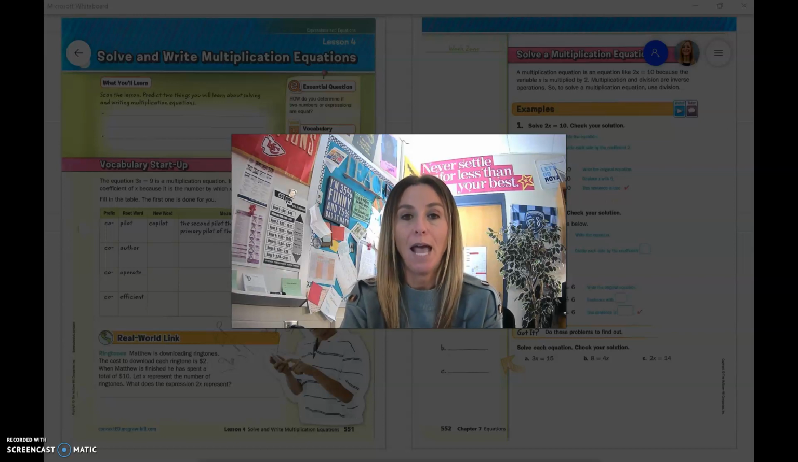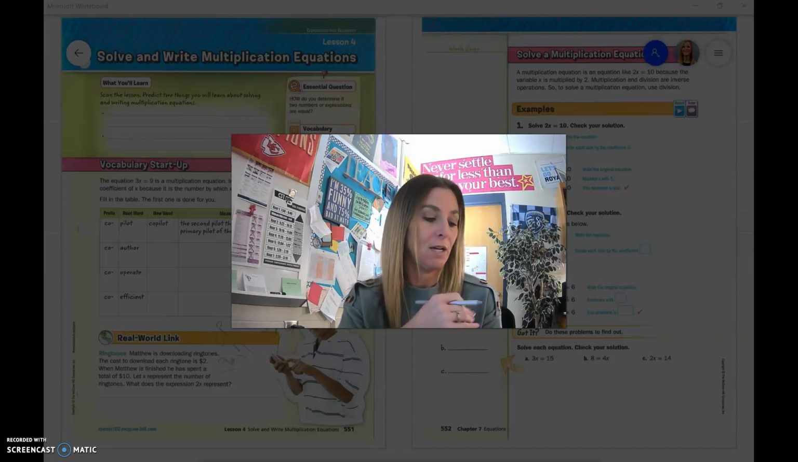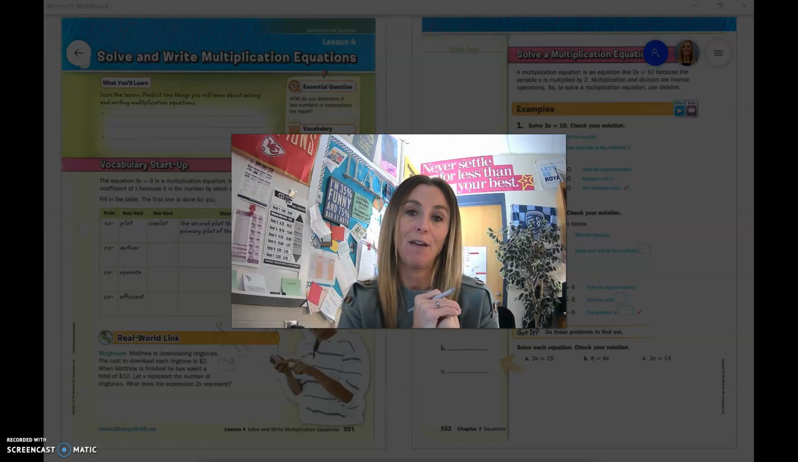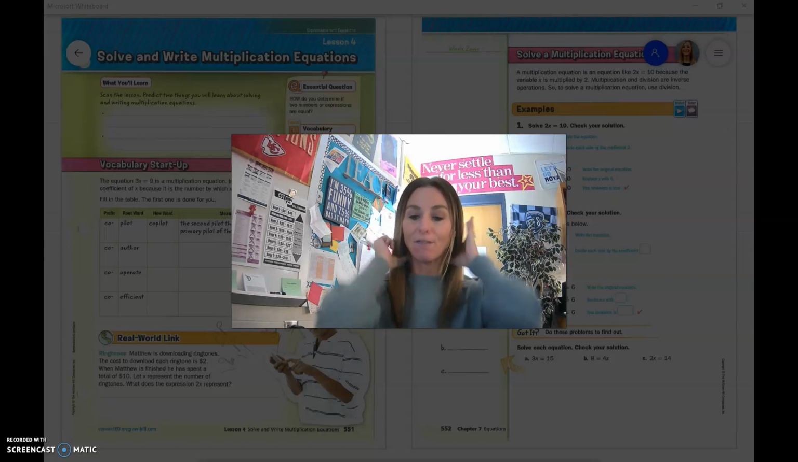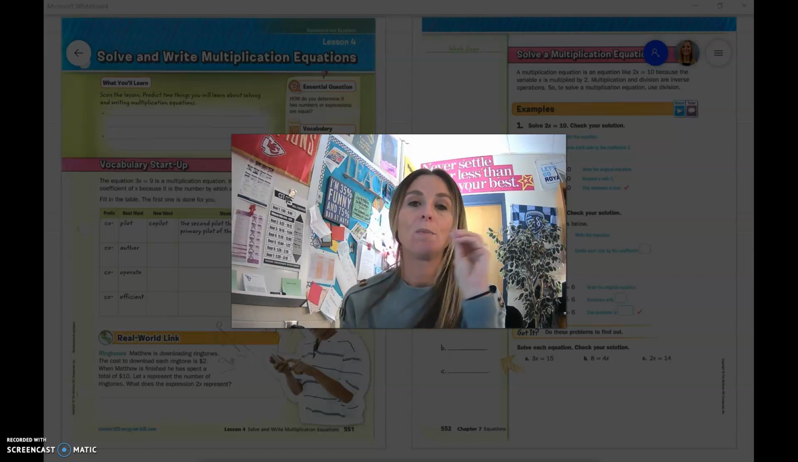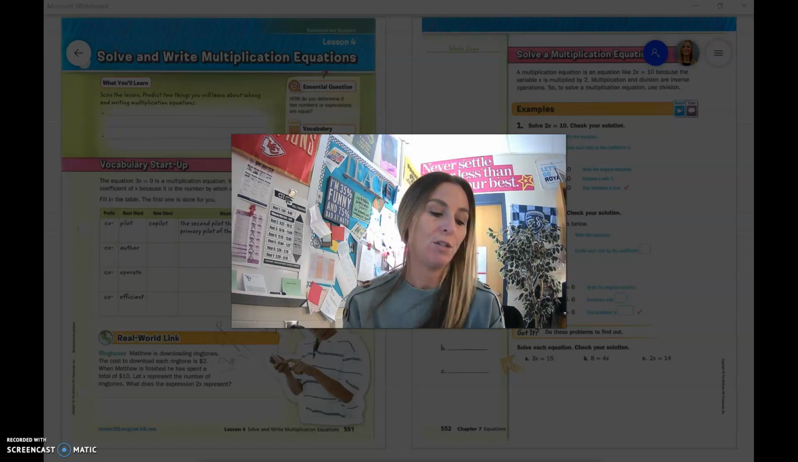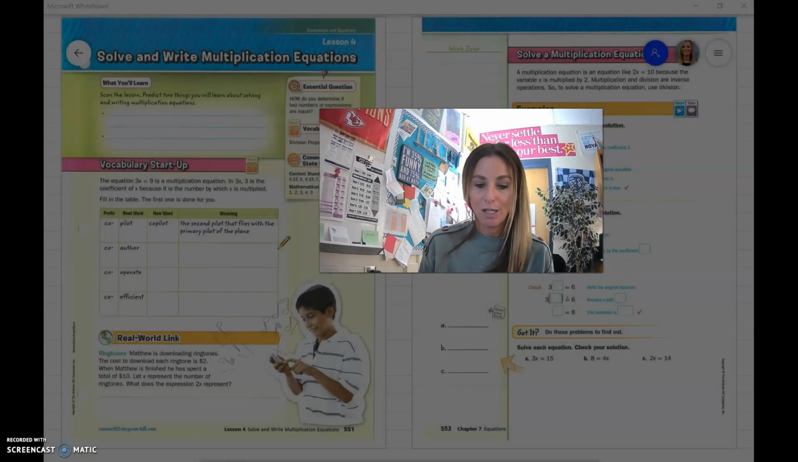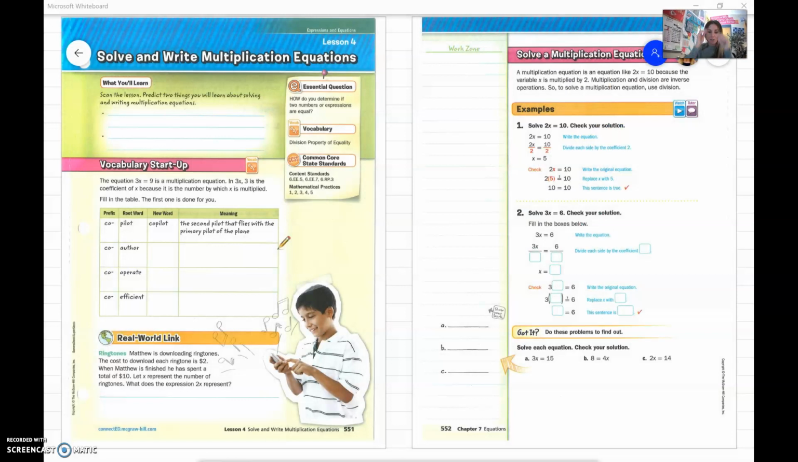So we've already worked on adding and we've worked on subtracting equations, and now we're going to bring in the fact that we are going to be working on solving and writing multiplication equations, which means if we're going to get that variable by itself, that inverse operation means that if we're multiplying, the inverse operation would be division. So book open to 553, and we're going to just jump right on into some examples.